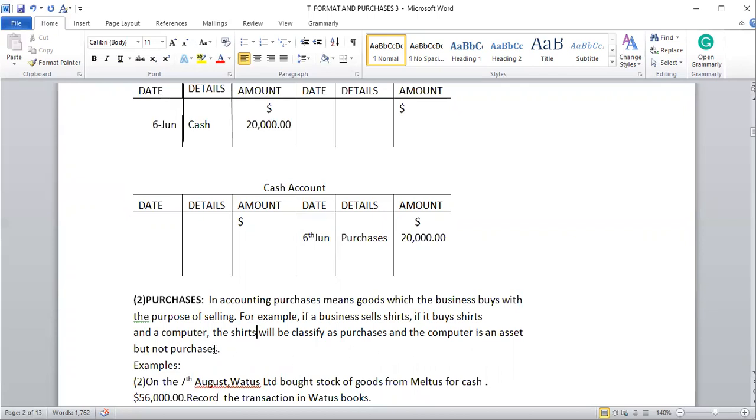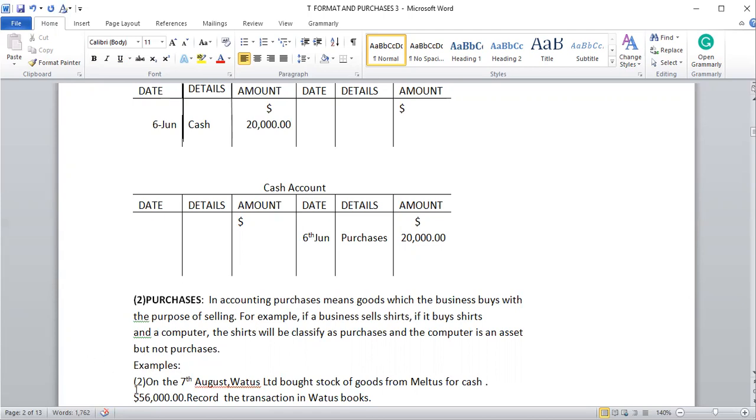Let me explain. It simply means that purchases are the goods that the business will buy with the intention of reselling the goods. That's what in accounting we call purchases. So for example, a company will buy 2 items, shares and a computer. And if the company deals in shares, the shares will be regarded as what? Purchases, but the computer is regarded as an asset and not purchases. So let us go.